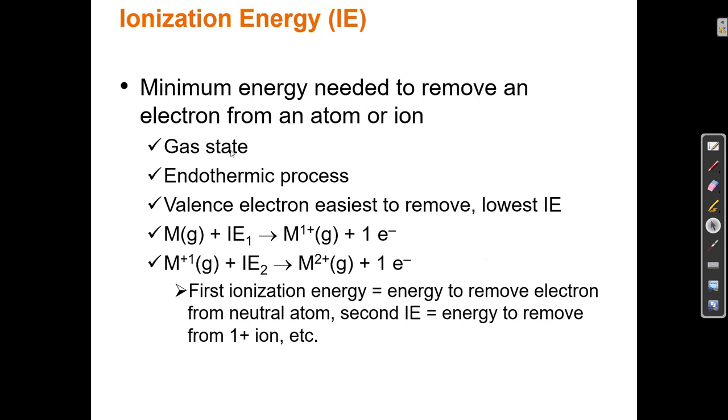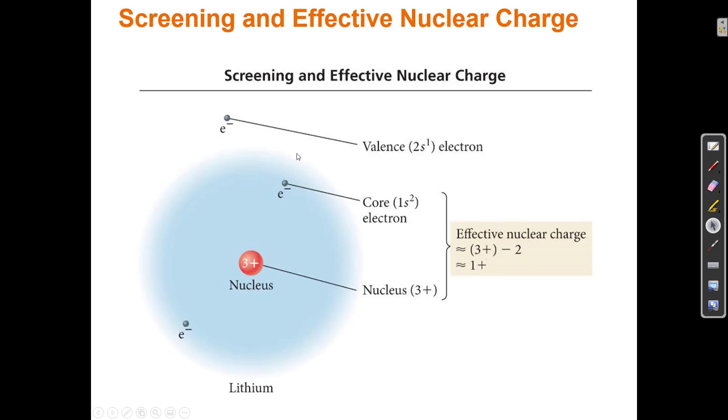The valence electrons are the easiest to remove. If we are talking about this lithium atom, it's much easier to remove this electron here than it is to remove these. First of all, it's on the outside, and we're going to remove from the outside first, and second of all, it feels a far lower effective nuclear charge. This electron is only held on by plus 1. These electrons are held on by plus 3. So if we're going to remove an electron from this atom, it's going to be this outside one. This is the one that's the easiest to remove.